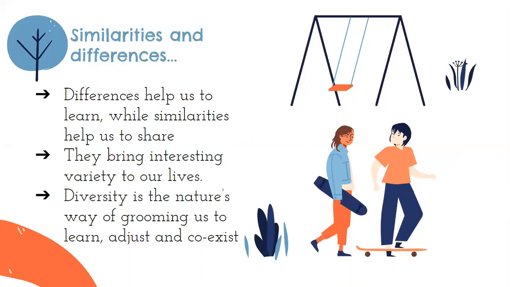So you might share something with your classmates. What is it that makes you share? The fact that you're friends because you are similar in some ways. Right? So therefore, students, differences and similarities bring very interesting variety to our life. And this diversity is nature's way of grooming us to learn, to adjust, to coexist, right? So everyone around you is so different. They come from very different families, but you learn to adjust, to coexist with them.